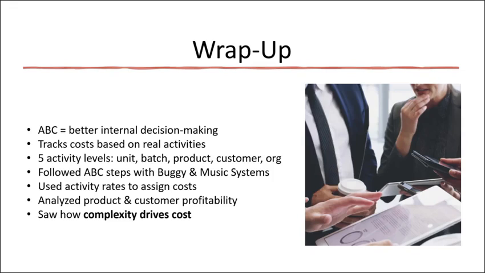Well, let's recap what we've covered in this vodcast. We saw how ABC helps managers make better decisions by tracing overhead to real activities. We learned how to define activities, build activity cost pools, and choose appropriate activity measures. We walked through the 5 levels of activity and saw how ABC treats them differently from traditional systems. We followed Buggy Corporation and Music System Corporation through the 5 steps, from defining activities to assigning overhead to products and customers. And finally, we used ABC to calculate product and customer profitability, giving us powerful insights into where companies earn and where losses are occurred.